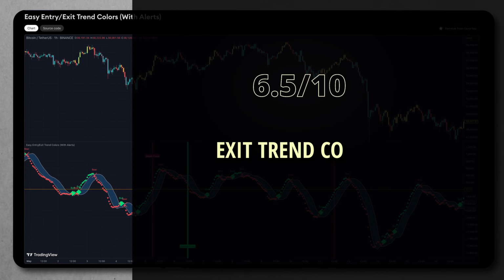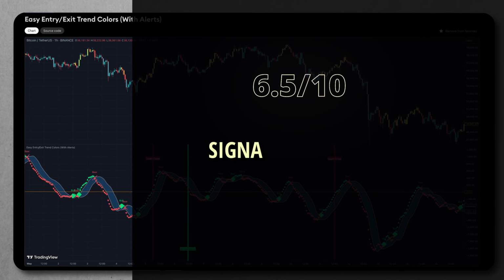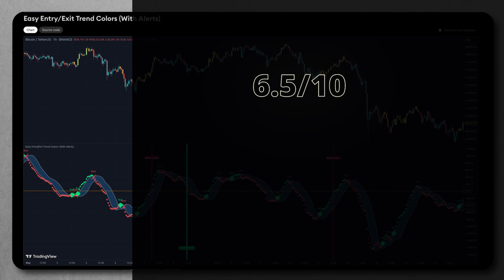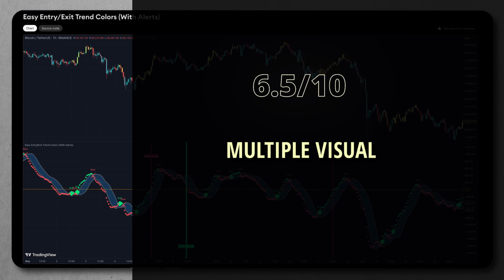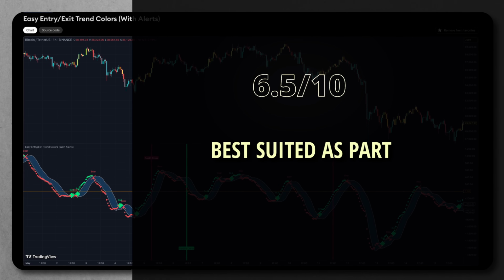The Easy Entry Exit Trend Colors indicator offers an intuitive visual system for trade signals, leveraging the MACD-Bollinger Band relationship for trend and momentum analysis. While its multiple visual elements enhance confirmation, they may create clutter, best suited as part of a broader strategy.